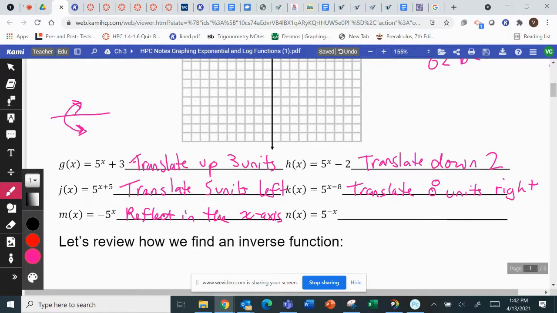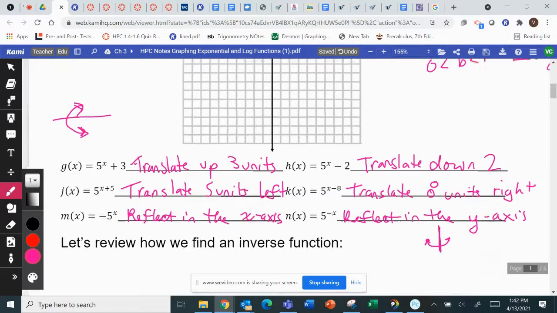So anything horizontal is going to be in the exponent. So this is a horizontal transformation or reflection. But then we would write reflect in the y-axis. So if we have the y-axis and we're reflecting left to right, that's the most confusing part.